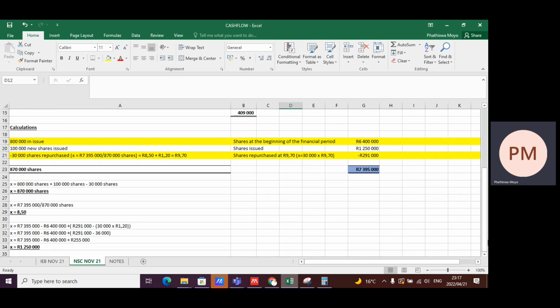So our shares issued become the closing balance minus the opening balance. We have to add back the share buyback because we're solving for X. Now we're working backwards: whatever is subtracted, we need to add back. Because we're assuming that these shares were issued at book value since we are not given the issue price, we need to take out the premium that we bought back with, which is the 1 rand 20, and leave the book value. So that's how you got this calculation.